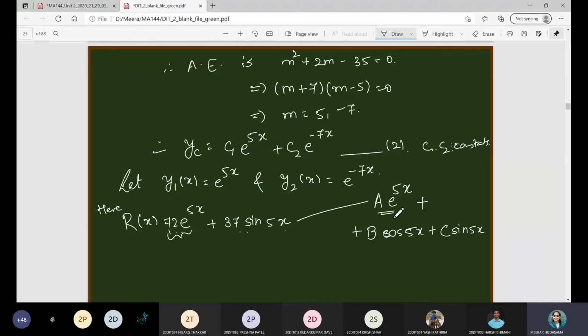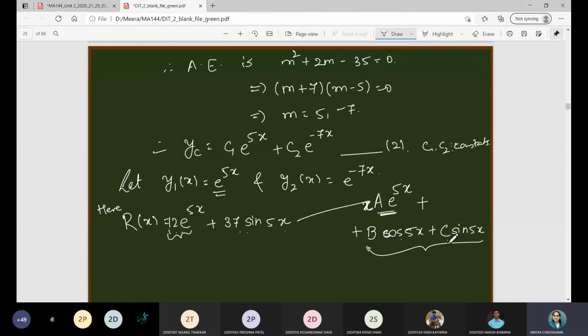Right. Now the e raised to 5x is involved with this function. So what will be the change? We have to modify it to x into e raised to 5x, because it is the only function that is involved, so it is e raised to 5x. So we will multiply it by x. The rest will remain as it is, because there is no sin 5x function involved in the y1 and y2 category.